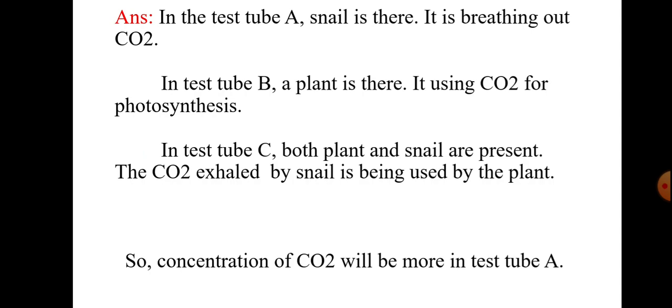Answer. In test tube A, only the snail is there. It is breathing out CO2. It inhales oxygen and exhales CO2. In test tube B, the plant is there. It is using CO2 for photosynthesis. In test tube C, both plant and snail are present. The CO2 exhaled by the snail is being used by the plant. So, the concentration of CO2 will be more in test tube A.